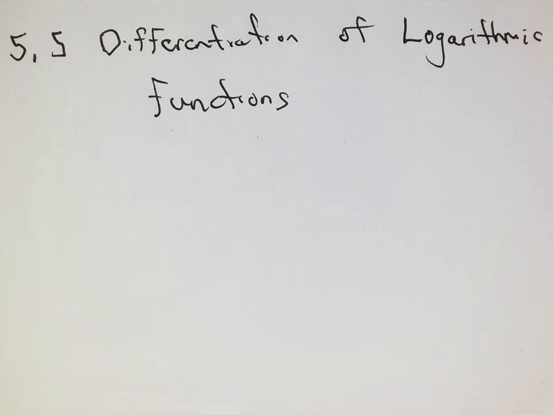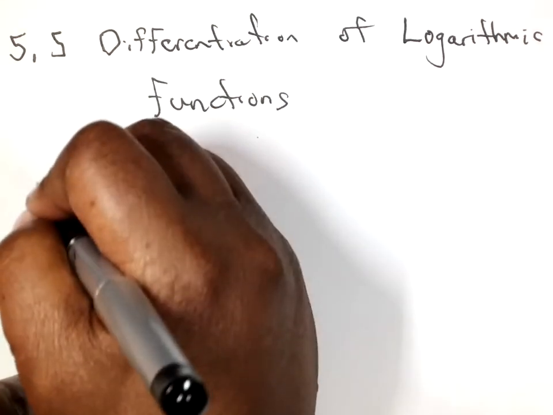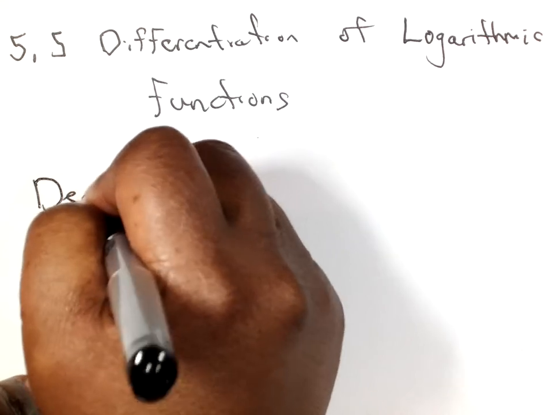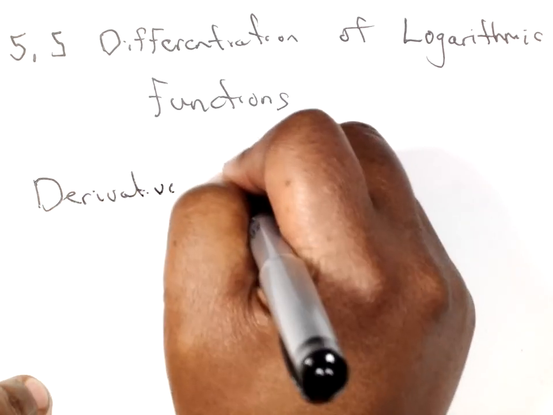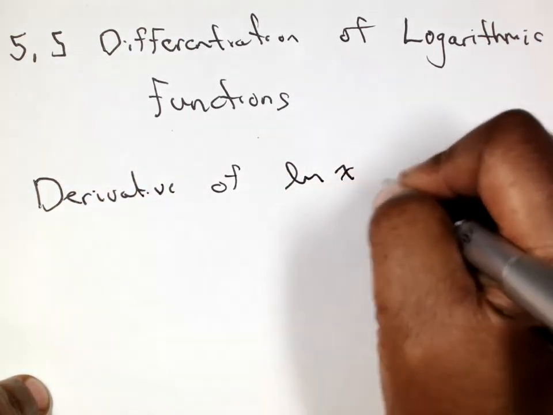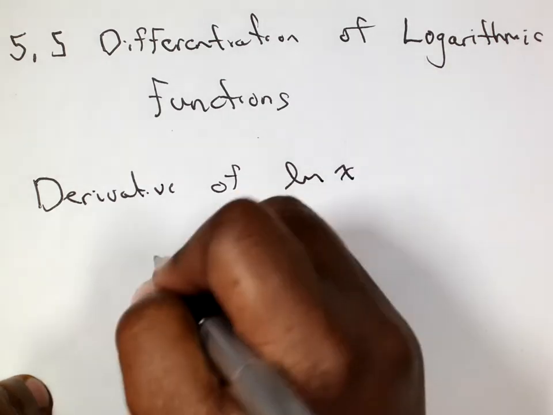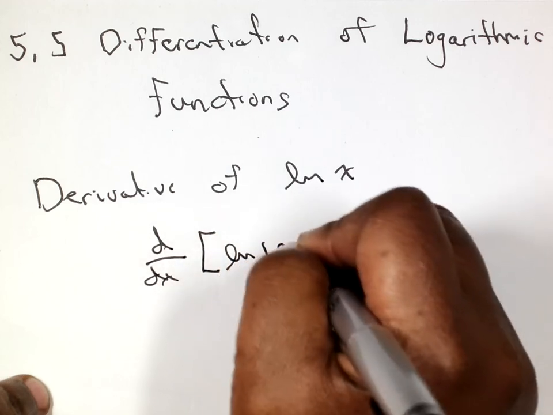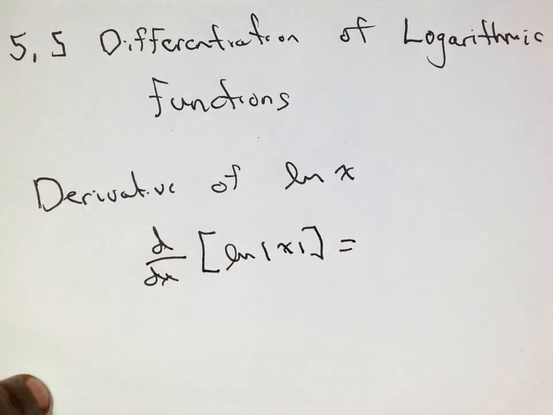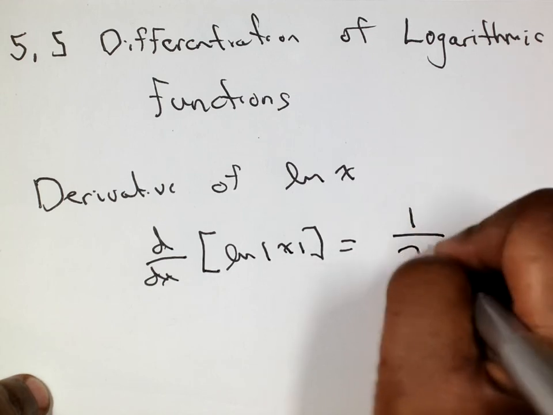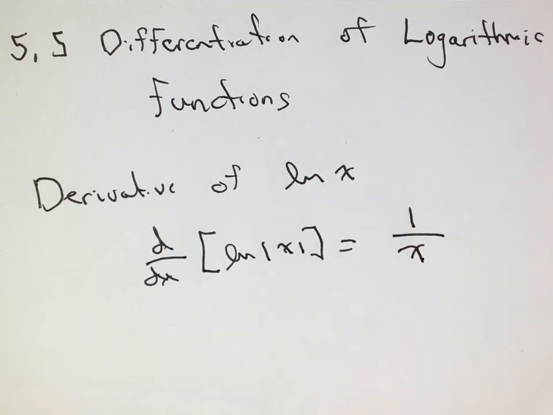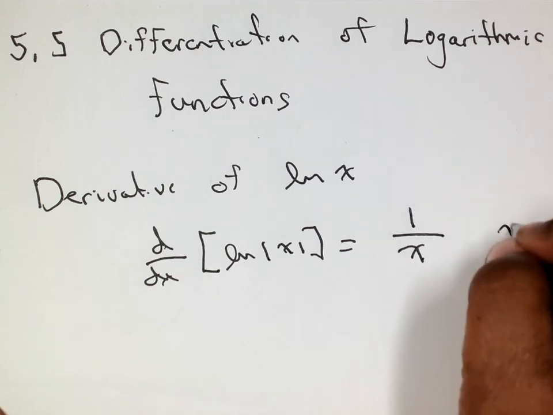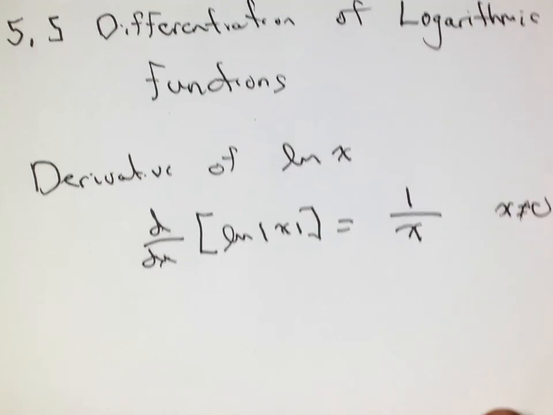We have section 5.5, differentiation of logarithmic functions. So the derivative of the ln of x is 1 over x. So whatever that argument is, it's going to be taken down and it'll be in the denominator. And x cannot be 0.